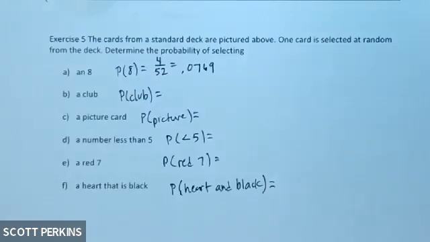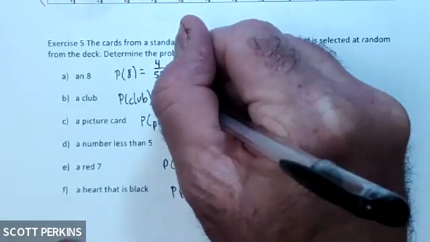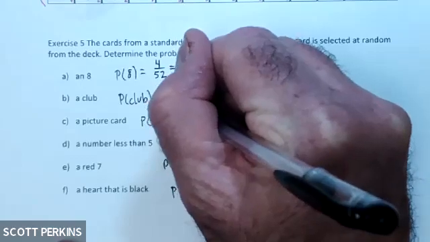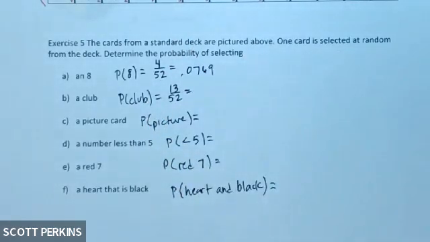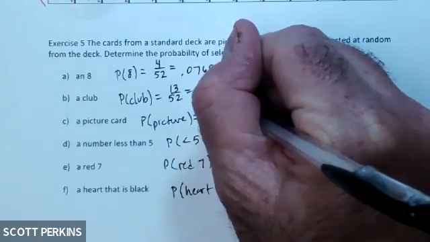All right, clubs. How many clubs are there in the deck of cards? There are 13 out of the 52 cards. That reduces to 1 out of 4, which makes sense. There's 1 suit out of 4, and when you make a decimal of that, it's 0.25.